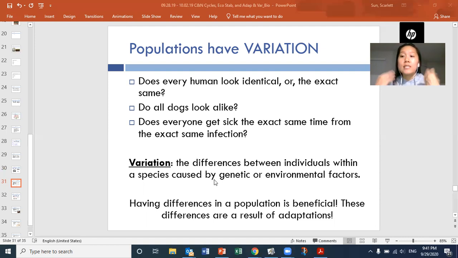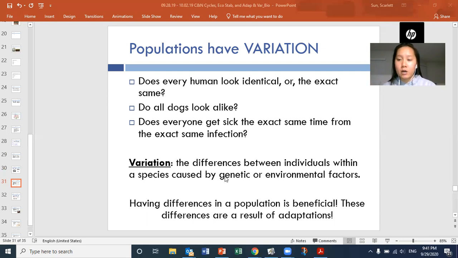Now, we say environmental because sometimes you look different just because of, for example, haircuts, right? That's not genetic. Your haircut is an environmental factor. You felt like doing something, so you did it. You got it cut a certain way, and now you look different from somebody else who maybe you used to have the same haircut as.